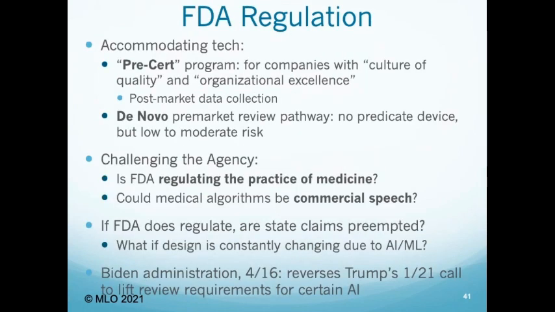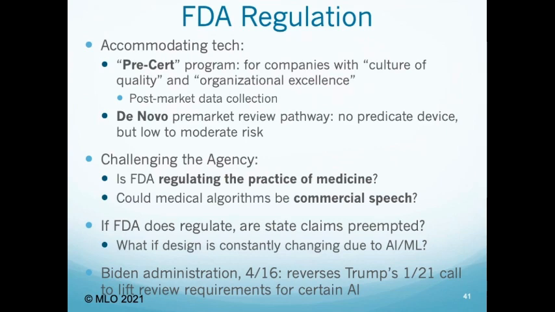FDA has also done some things to try to accommodate the fact that this technology is exploding. It's growing at a rapid rate, and it is literally impossible to predict what's going to happen as any given algorithm evolves over time. So it created what it calls the pre-certification program for those companies that it believes have a culture of quality and organizational excellence. They're going to be treated specially in that they will not need to notify FDA and get its okay for every single modification of an algorithm.